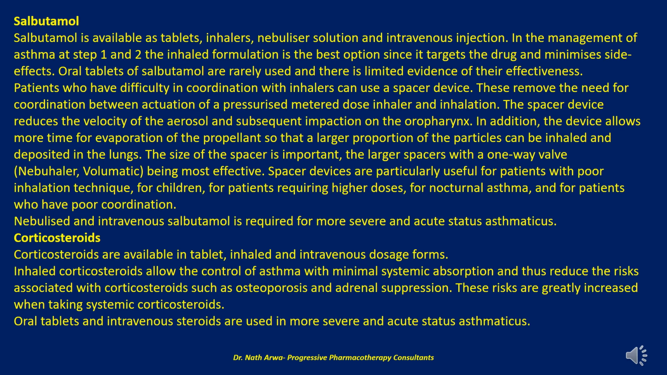And now we will progress to corticosteroids. Corticosteroids are available in tablet, inhaled and intravenous dosage forms. Inhaled corticosteroids allow the control of asthma with minimal systemic absorption and thus reduce the risks associated with corticosteroids such as osteoporosis and adrenal suppression. These risks are greatly increased when taking systemic corticosteroids. Oral tablets and intravenous steroids are used in more severe and acute status asthmaticus.